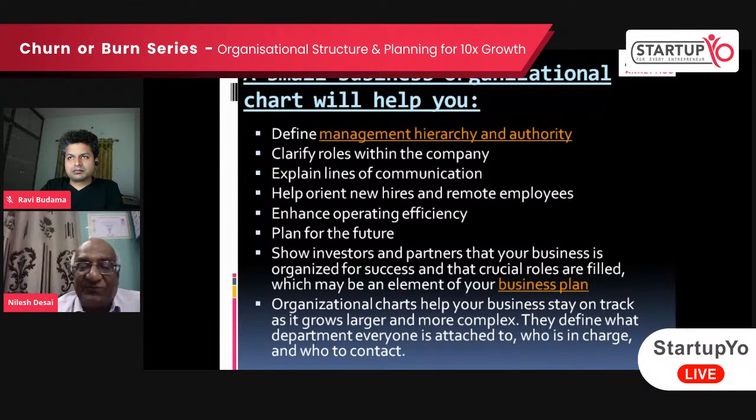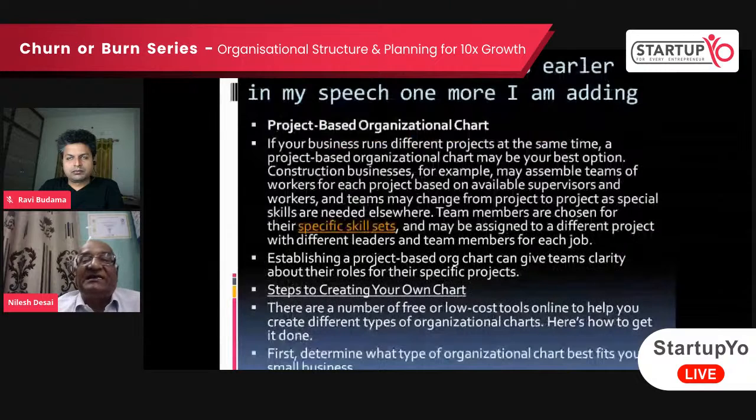Organizational charts help your business stay on track as it grows larger and more complex. They define what department everyone is attached to, who is in charge, and whom to contact. I have described three stacks earlier in my speech. One more I am adding.